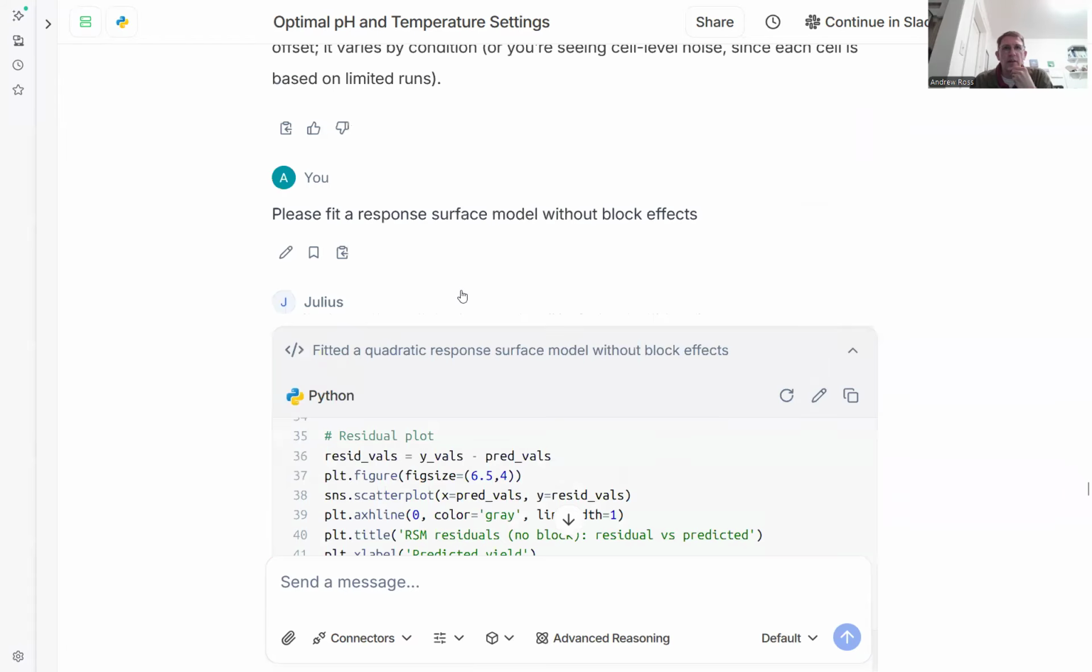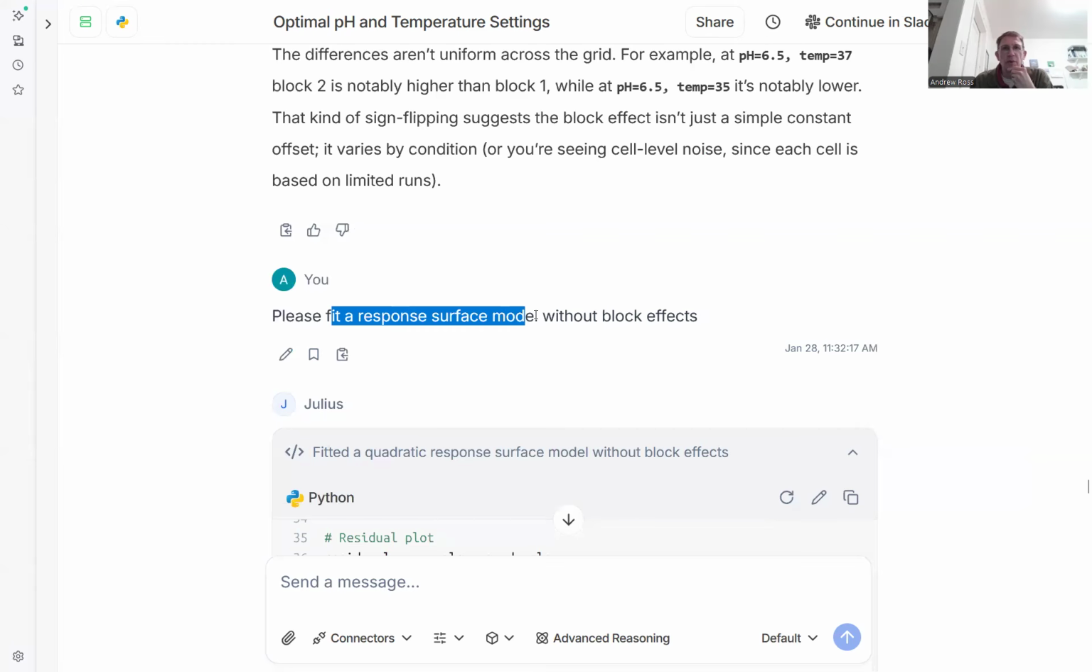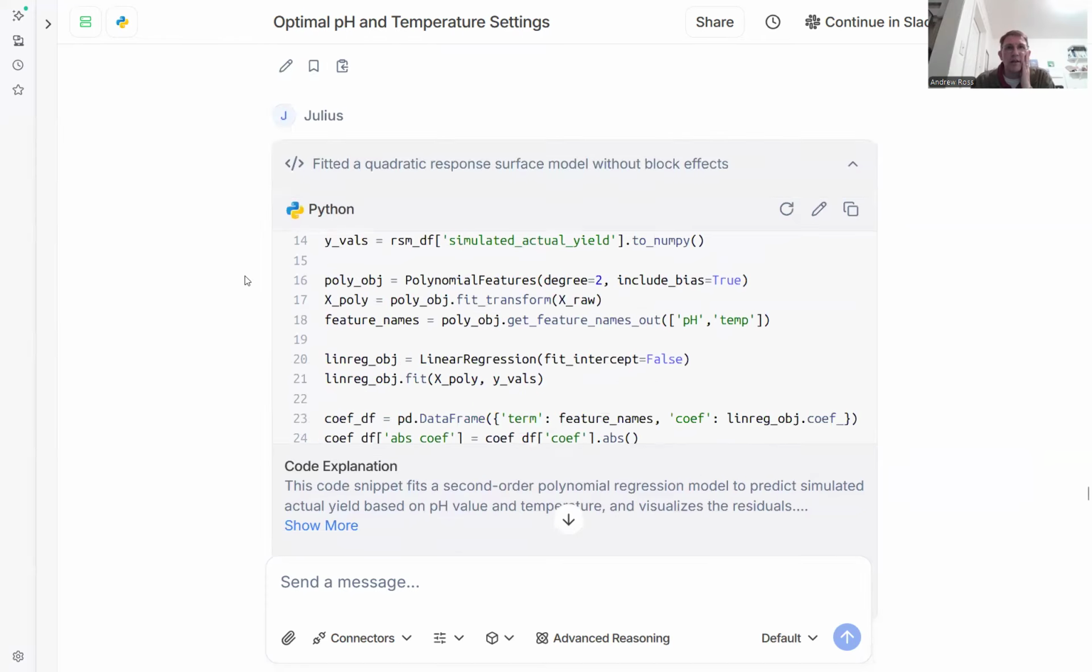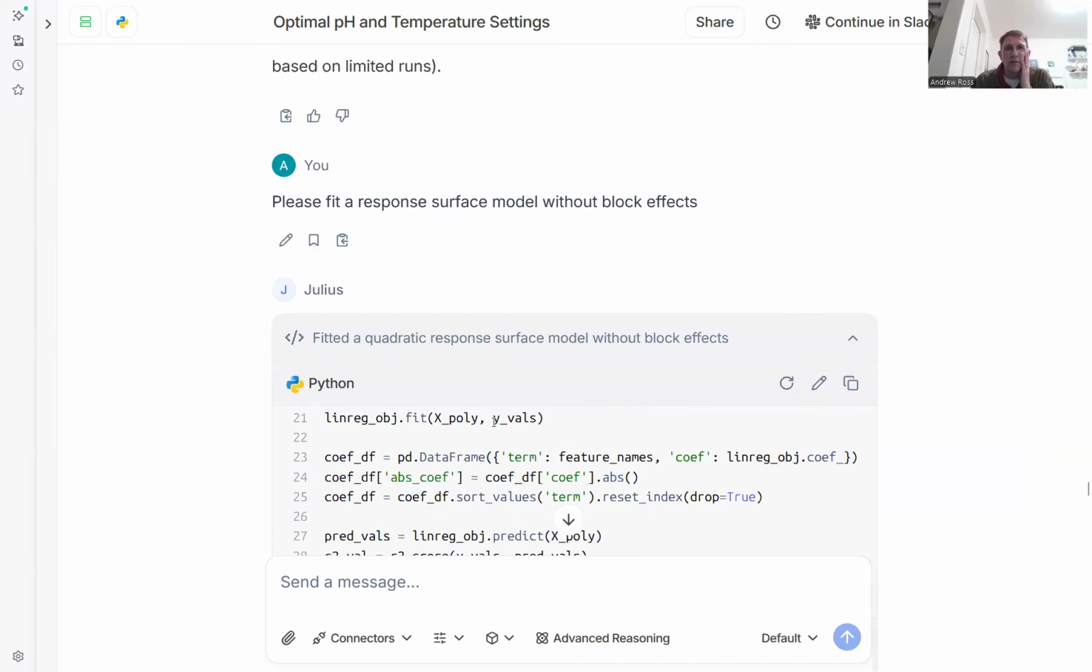And then I said, please fit a response surface model without block effects. So that's saying, how does the yield respond to the pH and temperature? So kind of like that 3D thing, fit a surface to that. And it went and did it. Let's see if we can see where it's doing that.